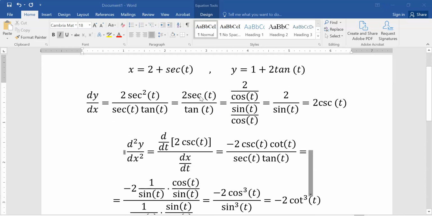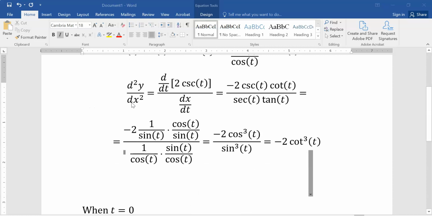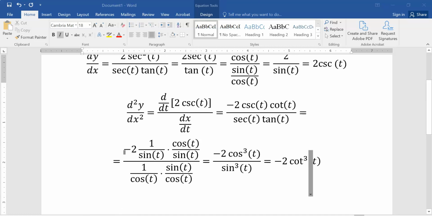Now, as far as the second derivative goes, it's a little more complex, but that's all right. We'll take the derivative of that thing we just got, so the derivative with respect to t of 2 cosecant t, divided by dx over dt, which we know is secant tangent.